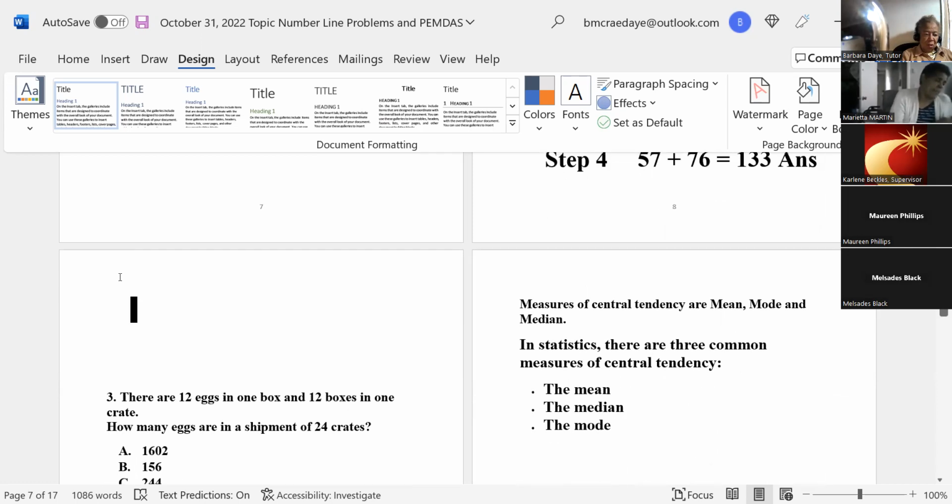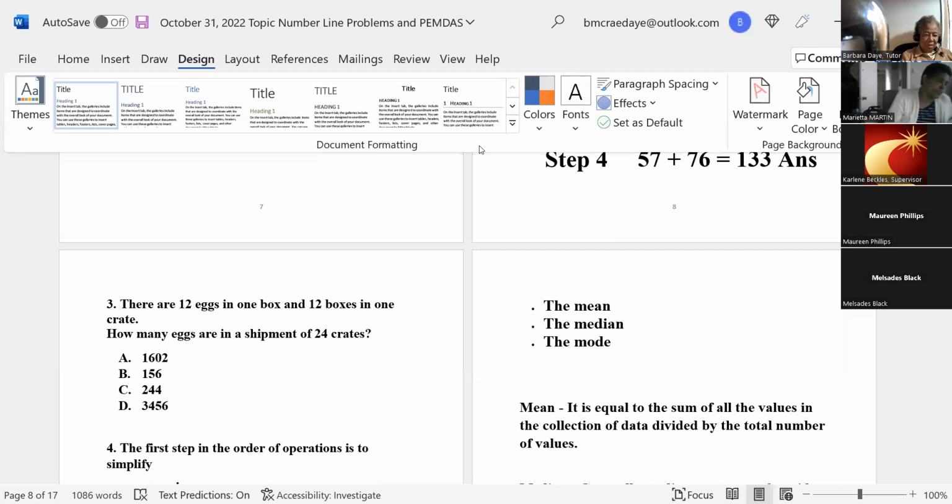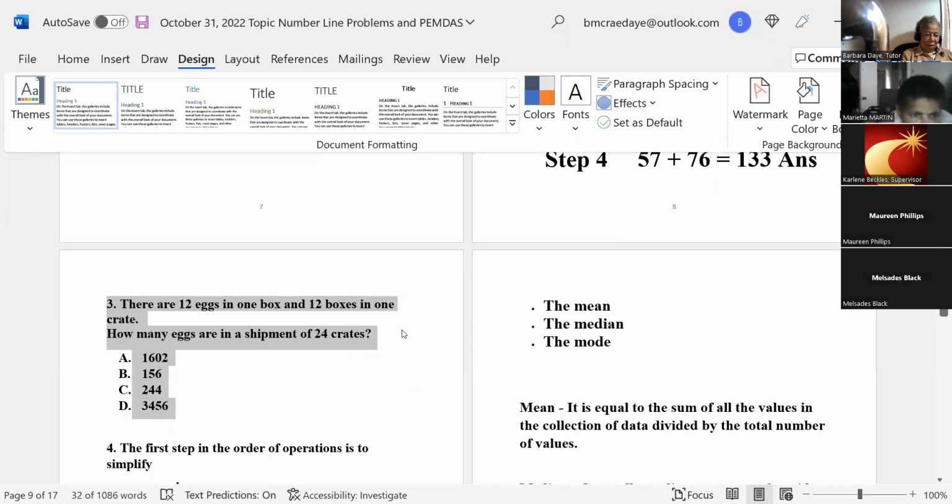All right, so we've got another problem for you here. This one, I think you'll figure this one out. I'm sure you will. Yeah, 12 eggs. Okay, let me just make that bigger.